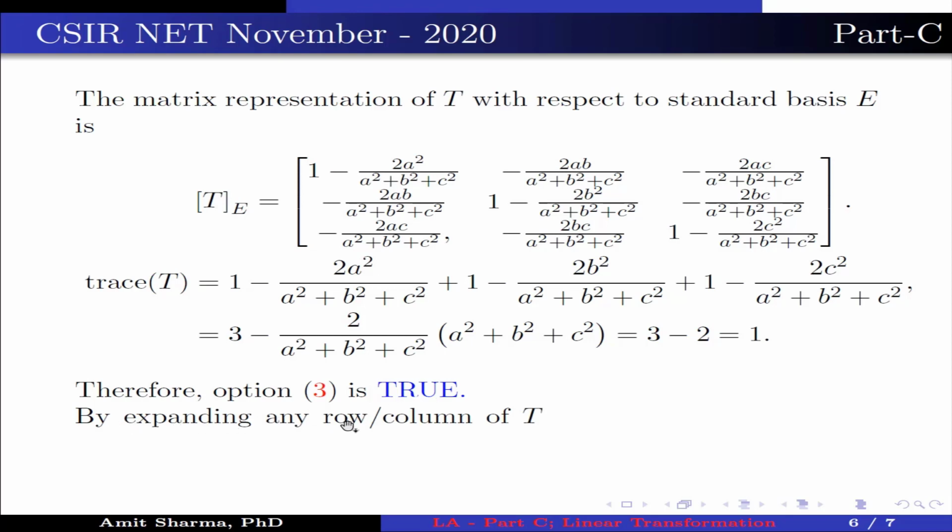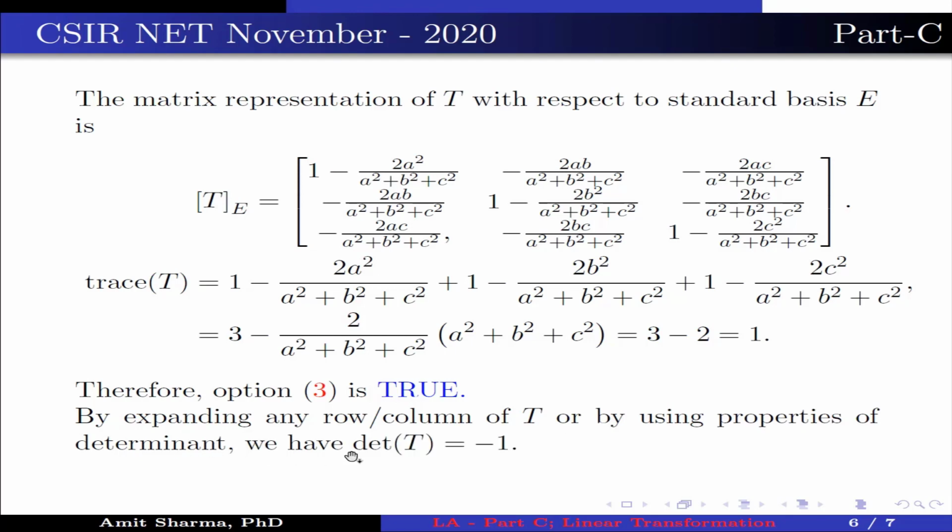Now, by expanding any row or column of T, or by using properties of determinant, we have the determinant of T is minus 1. Therefore, option 2 is true.